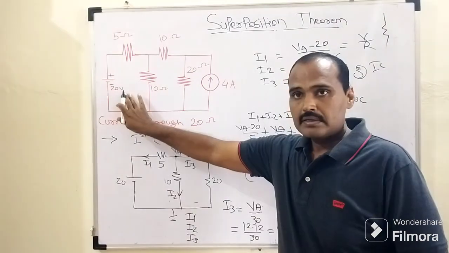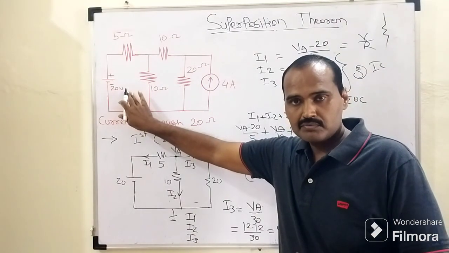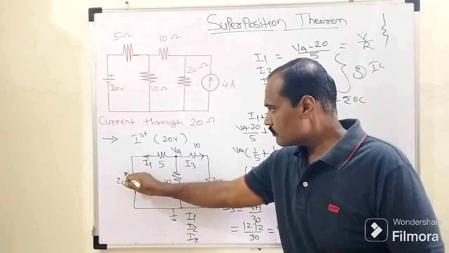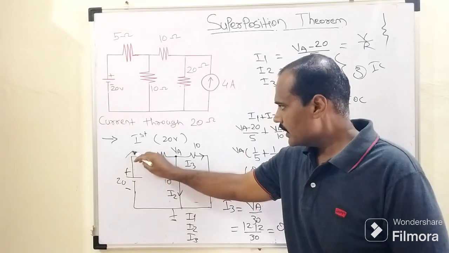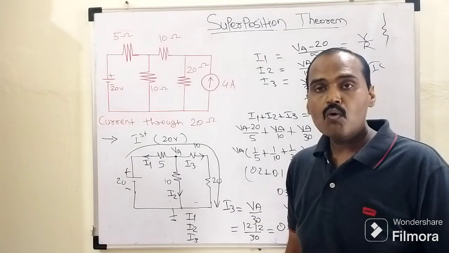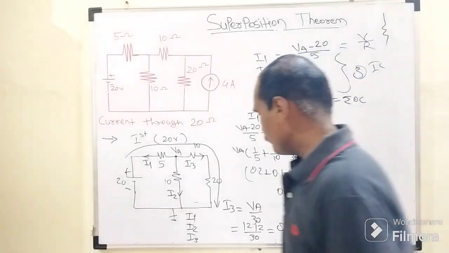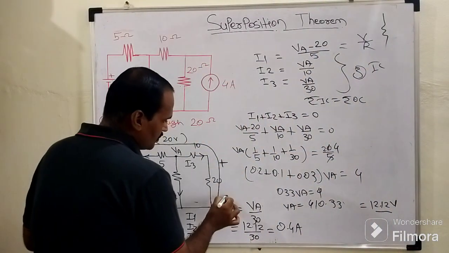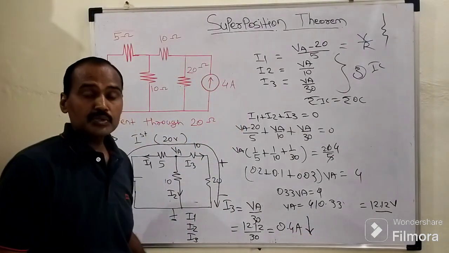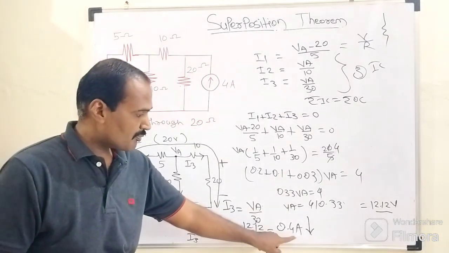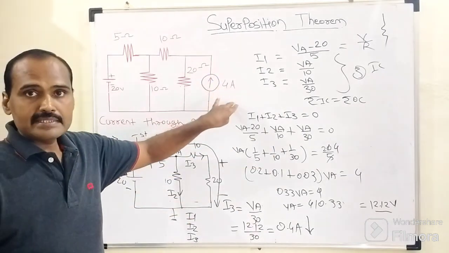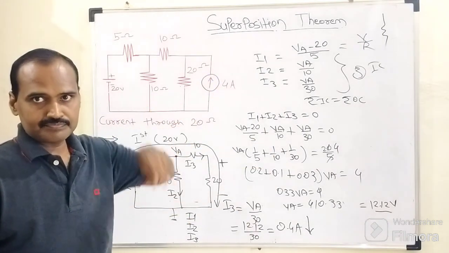So according to the conventional direction of current, which always flows opposite to the flow of electrons, means the conventional current always flows from positive to negative terminal. So this current will flow like this through this 20 ohm resistor, from top to bottom. So this is the direction of current through this 20 ohm resistor due to this 20 volt battery: 0.4 ampere top to bottom. So this is the half part. In the remaining part, we will try to consider this 4 ampere current source.